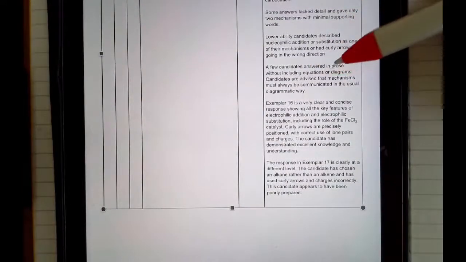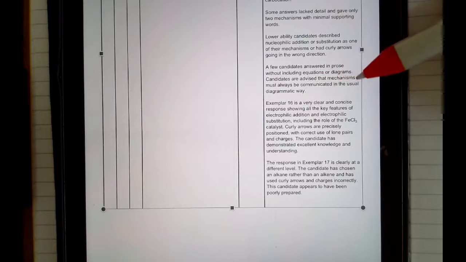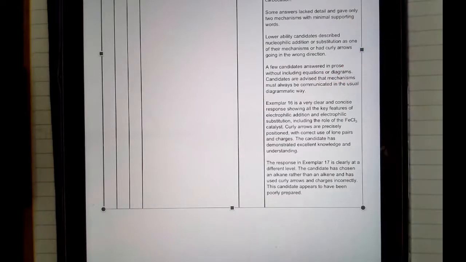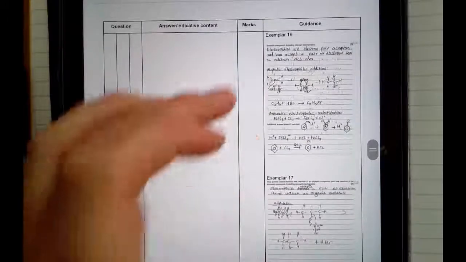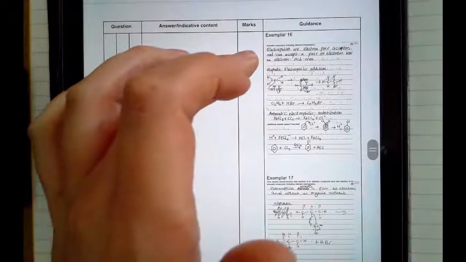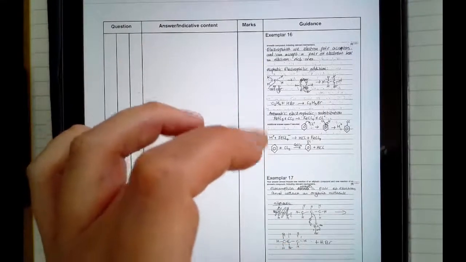A few candidates answered in prose, so they just wrote the whole thing out in words rather than including equations or diagrams. Candidates are advised that mechanism must always be communicated in the usual diagrammatic way, so don't write out the answer, use your mechanism. And there is an answer that's scored all 6 marks, and you can see very little writing, definition of the electrophile, but other than that, just the mechanisms and the names of the reaction type. Okay, so that's how you should approach those type of questions.